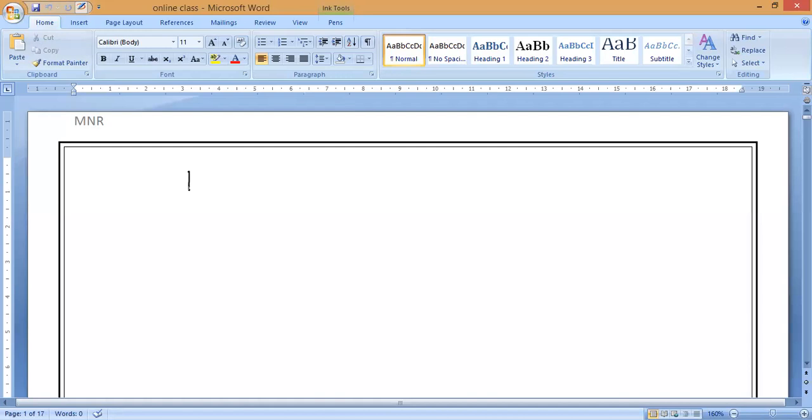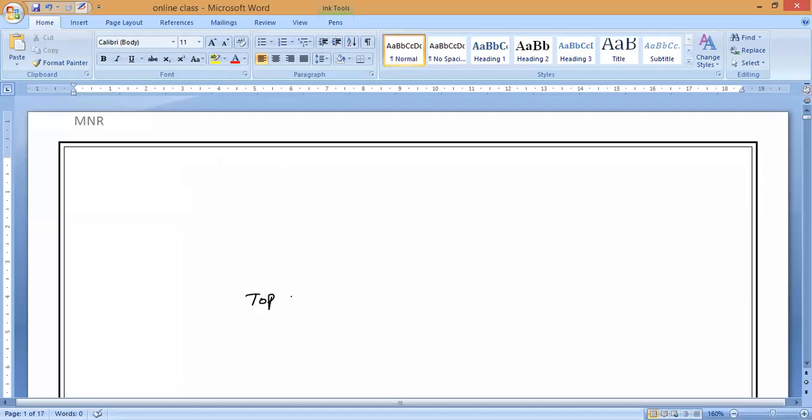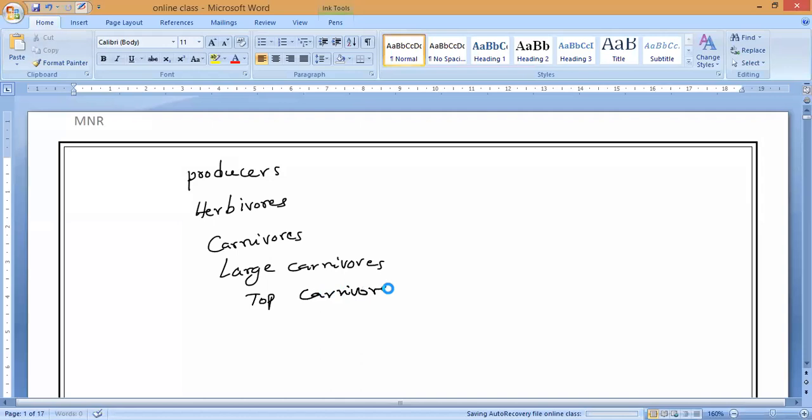So the first one is what? Producers. And the second one is what? Herbivores. And the third one is carnivores, also called small carnivores. And the last one is what? Top carnivores, the large carnivores. So these are what are called trophic levels. Large carnivores we can also call top carnivores. If you notice here, these are the four trophic levels which we have.